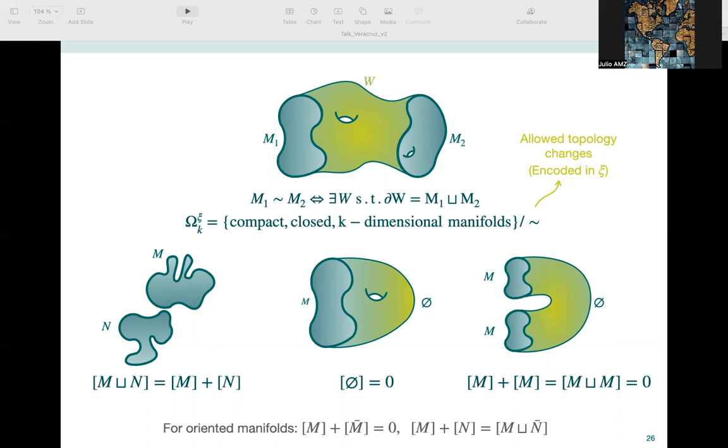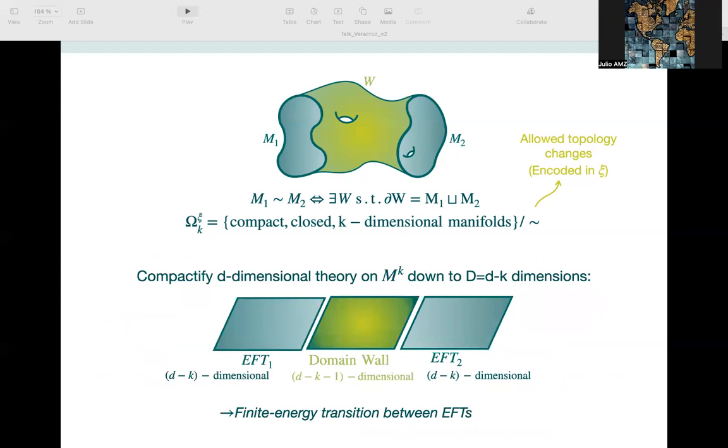Okay, and then if you impose additional things, then you need to be a bit more careful on how you define this operation. For example, if you have orientation, then you need to add the disjoint union of the orientation reversed manifold.